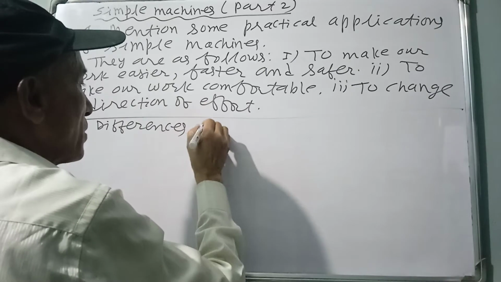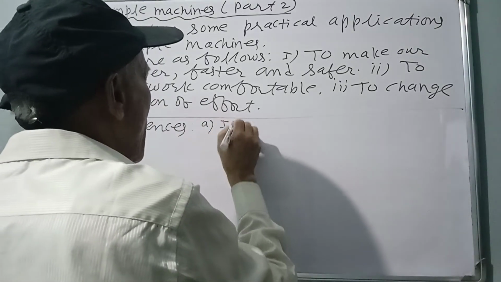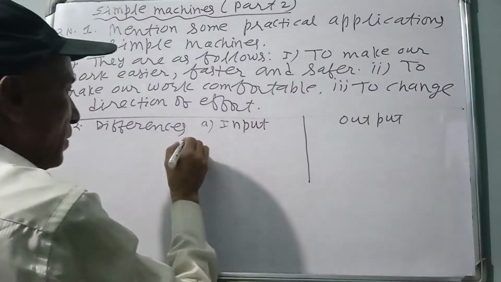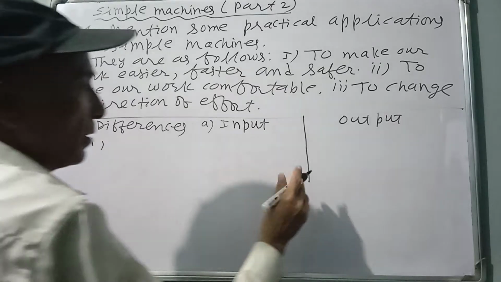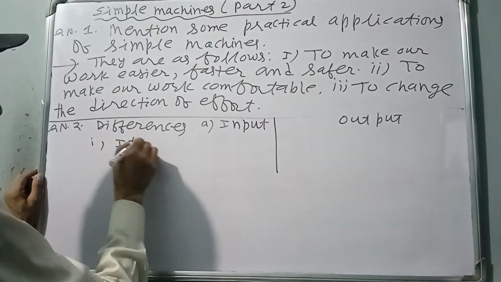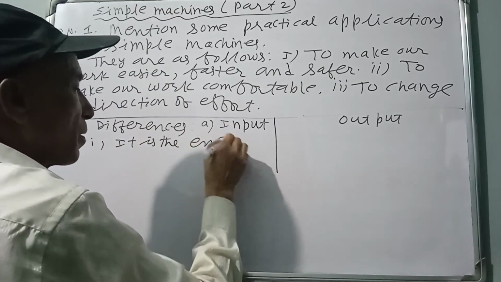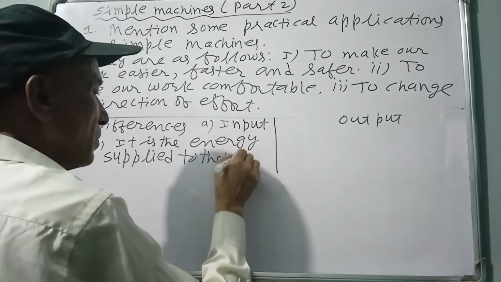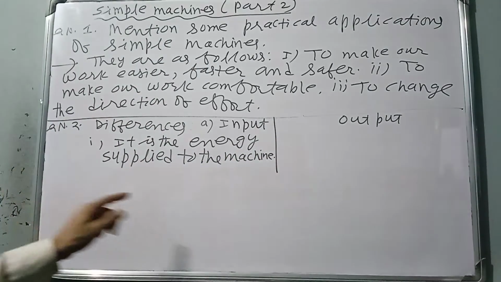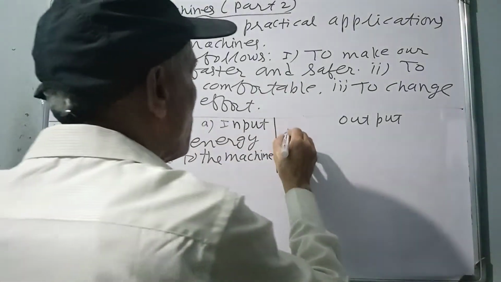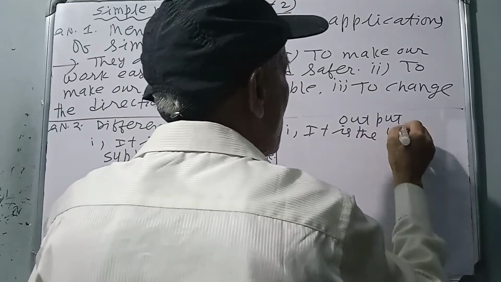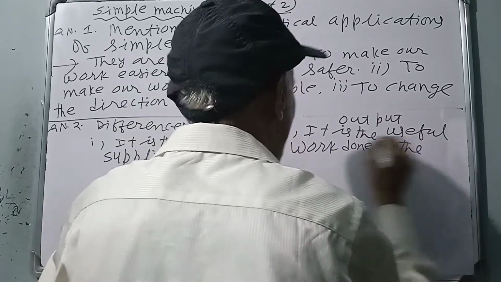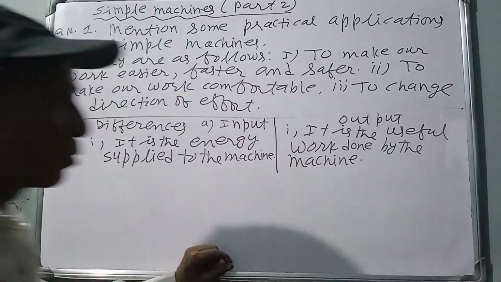To write down the differences, first one is input and output. What is input? Input is the energy supplied to the machine, or work done to the machine. Output is the useful work done by the machine.